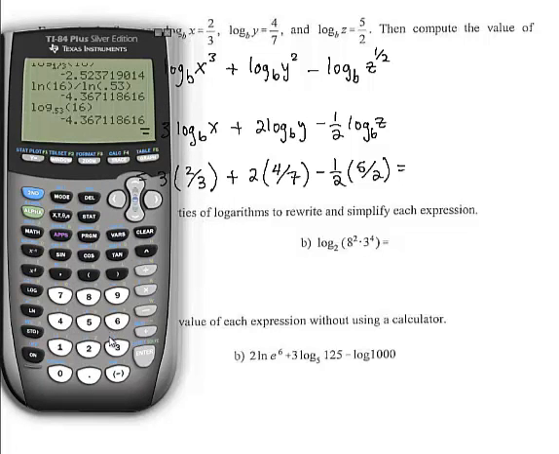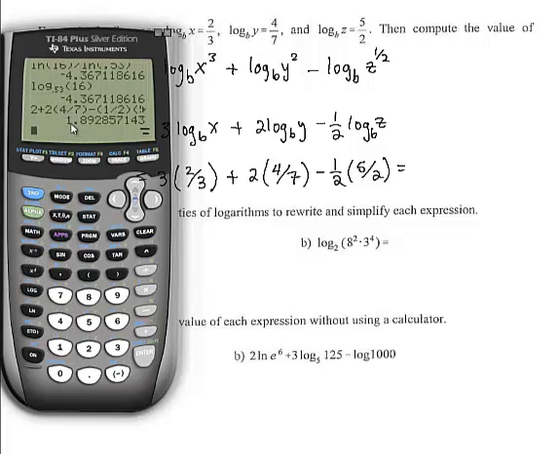So let's see, 3 times 2/3 would simply be 2. Then we'd add to that 2 times 4/7, and then we'd subtract 1/2 times 5/2.